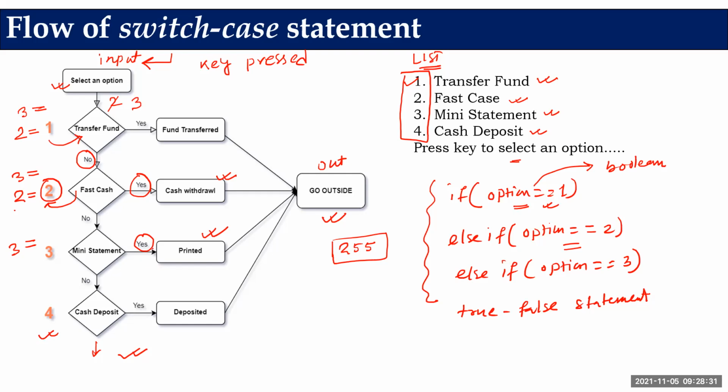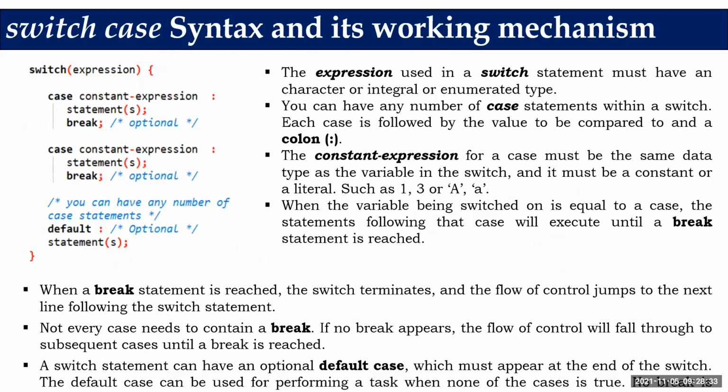Okay, so let's proceed with the switch case now. Let's see the syntax of switch case. Here you can see switch is the keyword that we normally use to implement switch case in C programming. Following the switch keyword, we use a pair of parentheses, and inside the parentheses, we are using an expression.